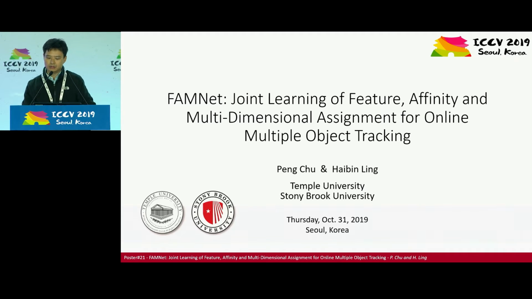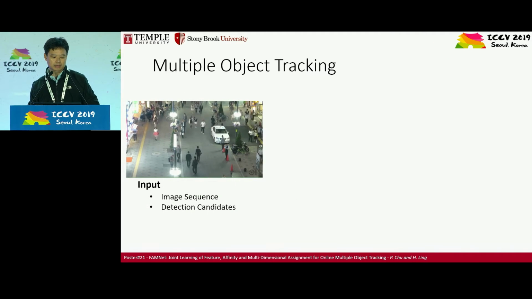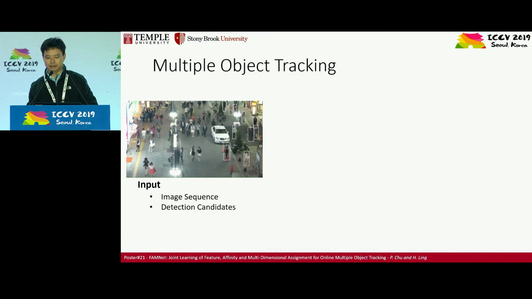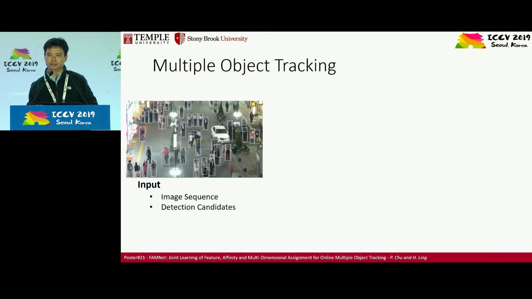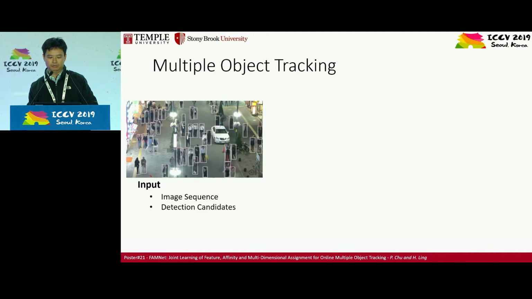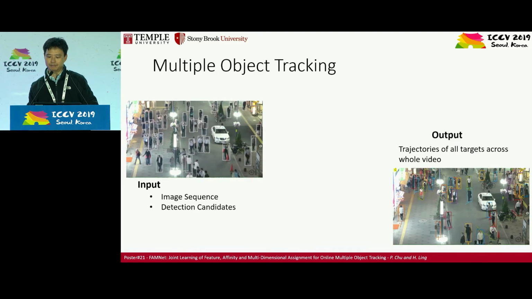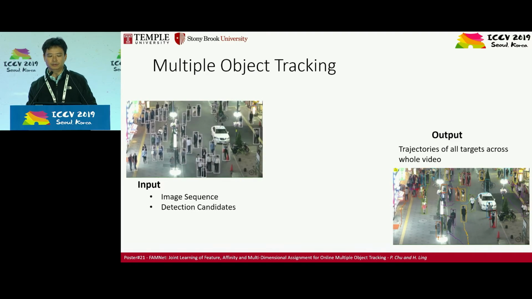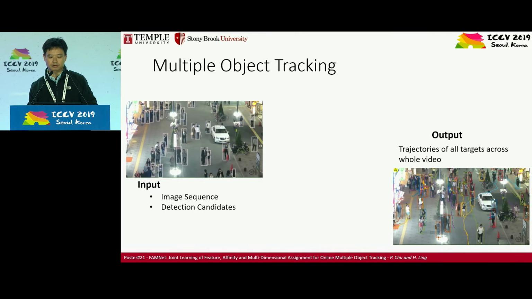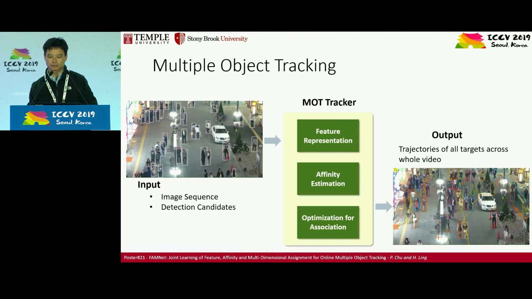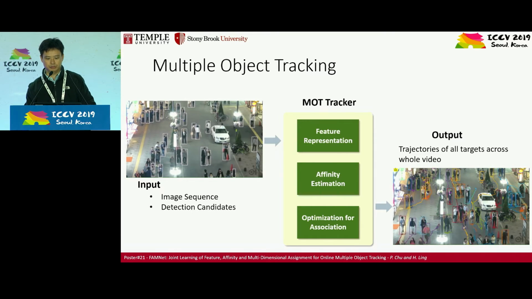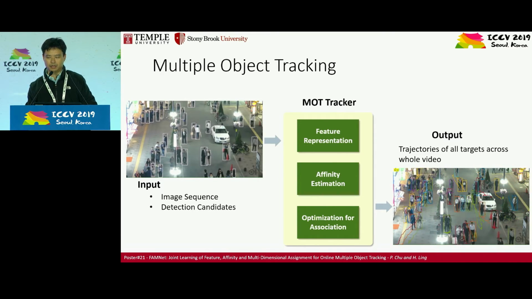Okay. So for multiple target tracking, in our setup, the input is an image sequence and some detected candidates. And the desired output should be the trajectories of all the targets across time. For a typical multiple object tracking algorithm, there are usually three key components: feature representation, affinity estimation, and optimization for association.